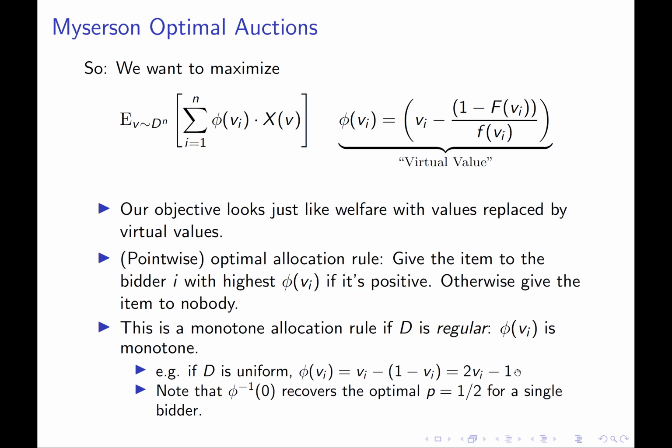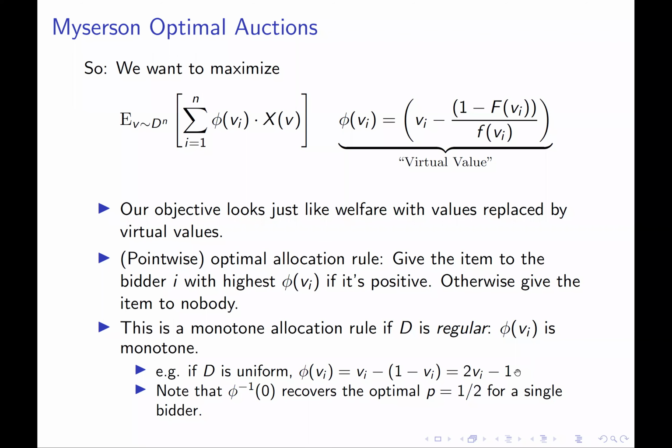Remember, if we only have one bidder, the VCG mechanism will give the item to that bidder and charge him nothing. And we showed at the beginning of the class that we could do better than that, right? We could set a posted price of 1/2, and we could make $0.25 in expectation. In fact, we showed that was the best you could do over all posted price mechanisms, but maybe there's some more clever mechanism out there.